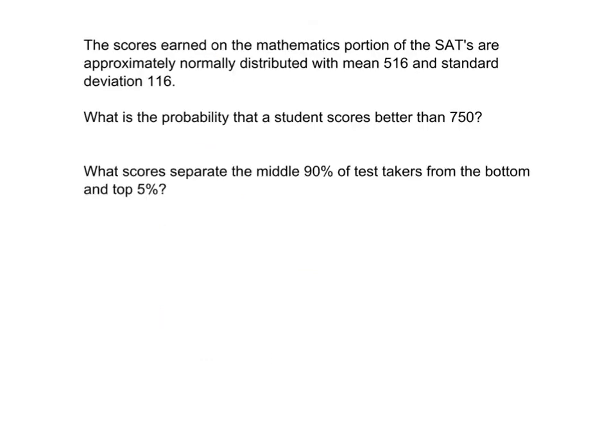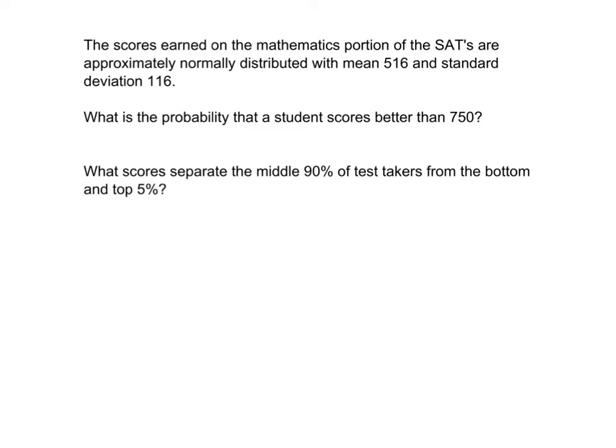All right, here's our last example for the section. We're taking the SATs, just looking at the math portion, and the scores are approximately normally distributed, so we can answer this question using Table 5, with a mean of 516 and a standard deviation of 116. Then the question asks, what's the probability that a student scores better than, we haven't encountered that, it's always been less than, but better than 750?